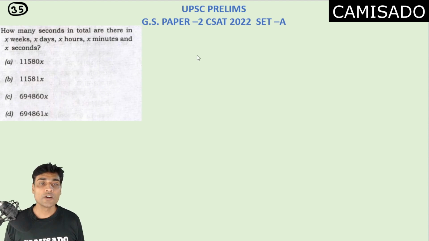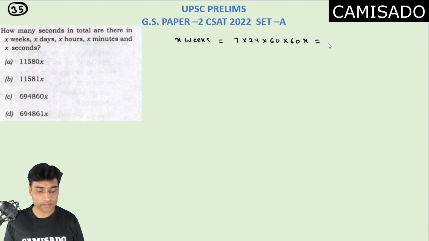Next, how many seconds in total are there in X weeks, X days, X hours, X minutes, X seconds? So in X weeks, how many seconds are there? Basically in a week we have 7 days, in each day we have 24 hours, in each hour we have 60 minutes, and in each minute we have 60 seconds.